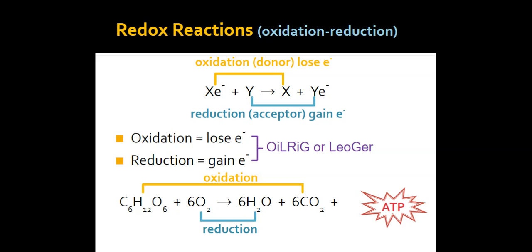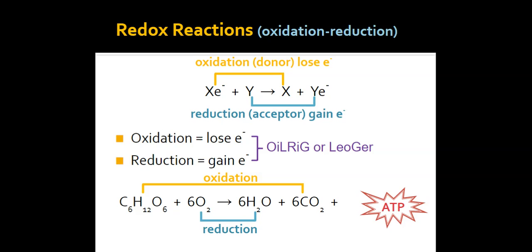So there is the top, which is like the generic equation. You have your X's and Y's. Those are just generic chemicals, whatever they happen to be. But notice how there is an exchange of the electrons. One of them is going to lose or donate the electron, whereas the other one is going to accept or gain the electron.